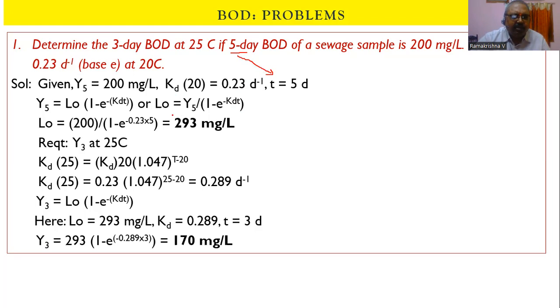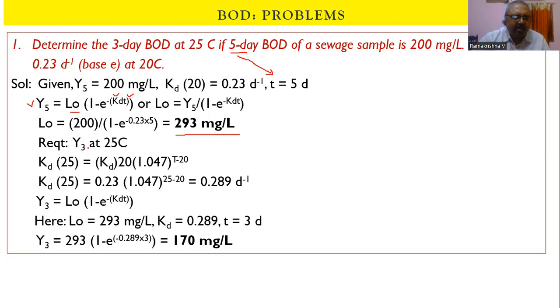So we are using this equation: Yt is equal to L naught into 1 minus e to the power of minus kd into T. Before that, we should know the L naught value, because Yt is known to us, kd is given to us at 20 centigrade, and time T is also known to us. L naught is not known to us, so we should calculate it. L naught is equal to Yt divided by 1 minus e to the power of minus kdt. You substitute and get 293 milligram per liter.